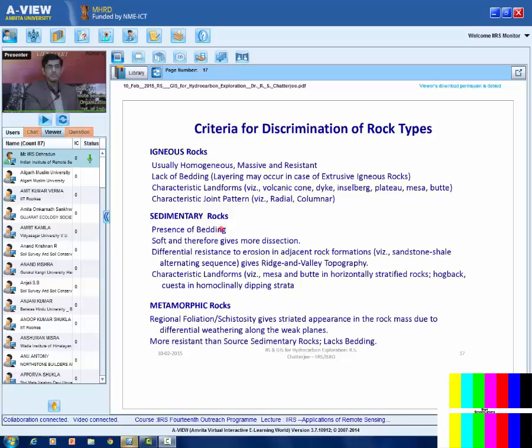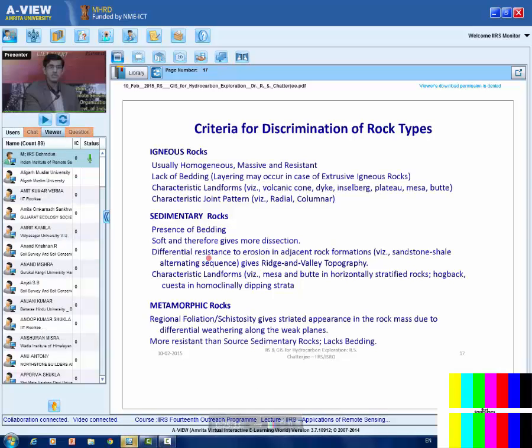This bedding gives a layered appearance in the satellite image or aerial photographs. This layered appearance we get sometimes in igneous rock, particularly in extrusive igneous rock, so we need to be a little careful. It should not be volcanic layering. If we see the layered appearance, generally we can identify that this is a sedimentary terrain. And sedimentary rocks are very soft. As they are very soft, they are very prone to weathering and erosion, so they will give you a lot of dissection in the rocks.